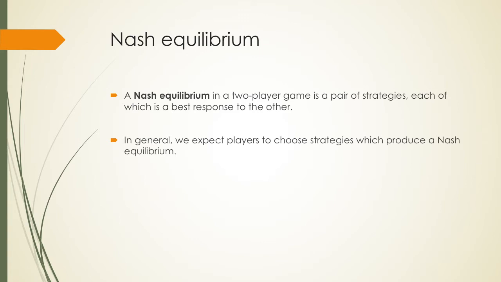A Nash equilibrium in a two-player game is a pair of strategies, each of which is a best response to the other. In general, we expect players to choose strategies which produce a Nash equilibrium. That is, knowing the Nash equilibria helps us to predict the outcome of a game.